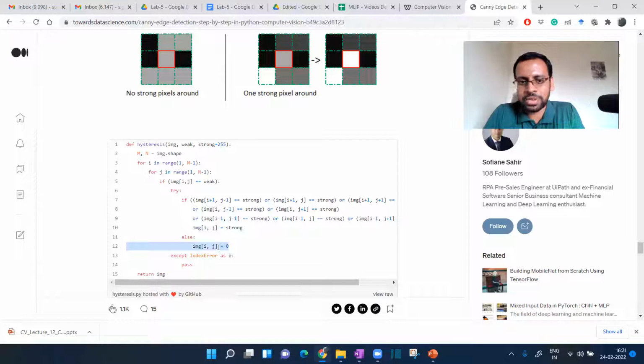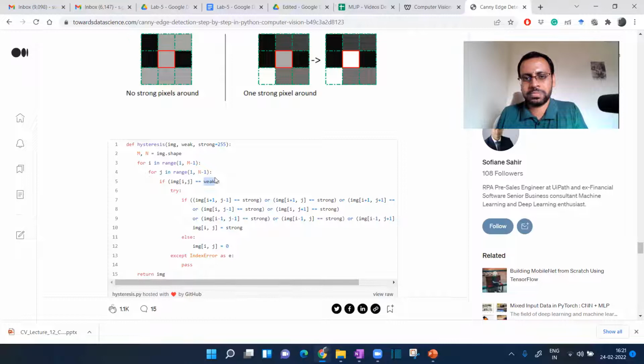Otherwise, he'll make it weak. And once he is there, he is writing into the same image, at index IJ. Then what would happen? For example, when the next pixel in the same row comes, it is no more weak now. The next pixel also could be weak, but now its neighbor has become strong. So if that pixel is weak, it will now become strong. So you do it in this manner. That is good enough.